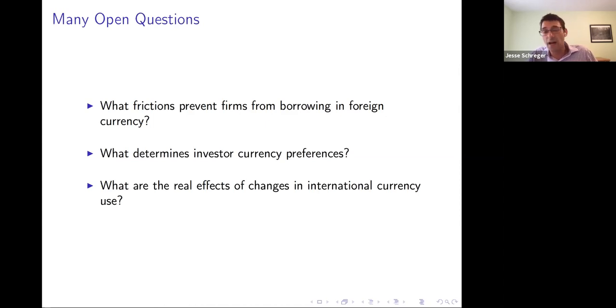And then having documented this huge change in the international use of currencies, what are the real effects of this change in international currencies? And so with that, let me stop and make sure we have time for plenty of discussion.